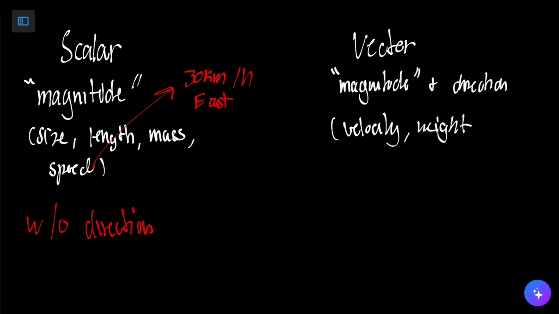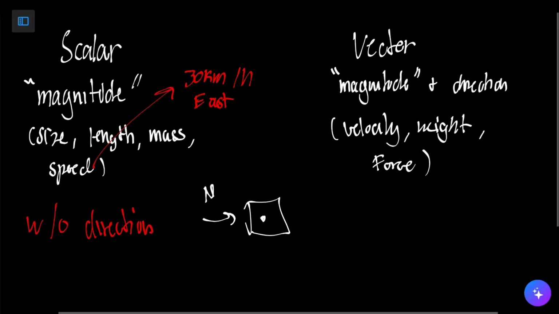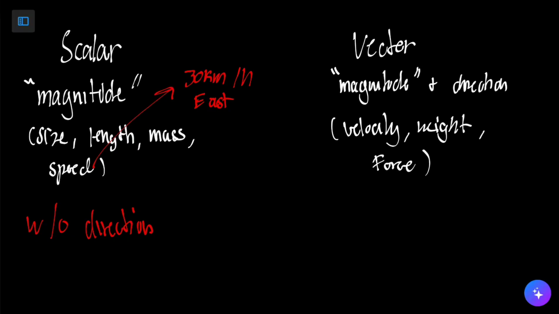Another example of this, along with velocity and weight, is force. Let's say this is your object, right? And you apply a force this way, and that force is expressed in newtons, right? So you are pushing this object towards this direction, and it has a direction, meaning it is a vector quantity. I hope that this established the difference between the two. The main difference is that one is with direction.